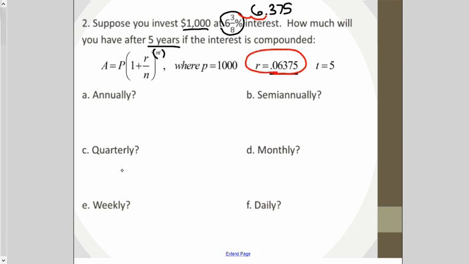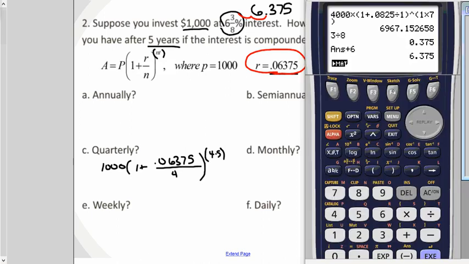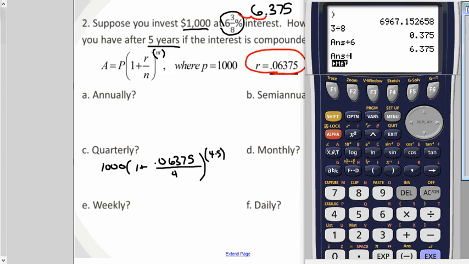So when we plug this in quarterly, we're going to take 1,000 times (1 plus r, that's 0.06375, divided by the number of times. Quarterly is 4). Now I've got to raise that to the 4 times 5 power. Again, notice that that's in parentheses. Okay. Now, if you don't have a nice big graphing calculator and you don't want to do this all in one go, that is just fine. Here, watch. So I've got this 6.375. Let me go ahead and divide that by 100 so it turns it into a decimal.